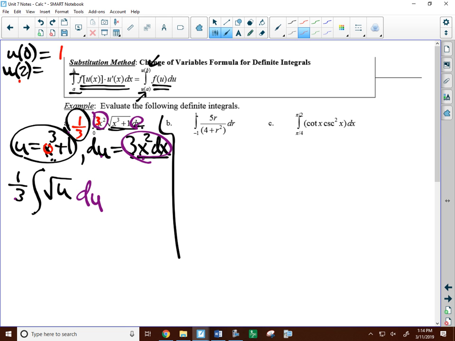u of 2. So I'm plugging in 2 now. 2 cubed is 8, plus 1 is 9. And so what that tells me is instead of 0, it's 1, and instead of 2 here, it's 9. Okay. Now everything is the same.